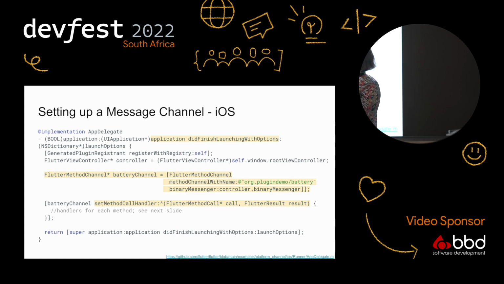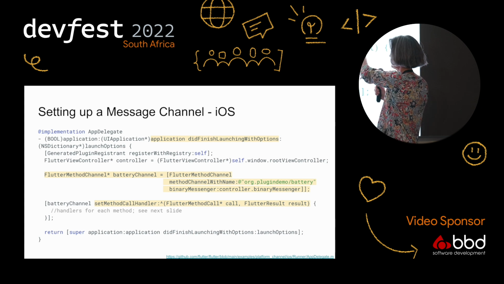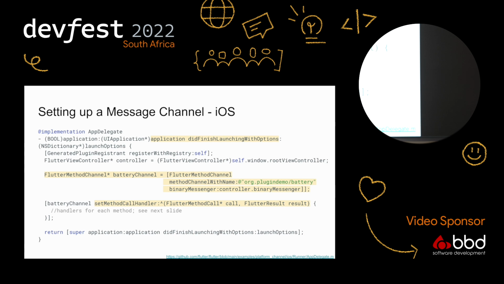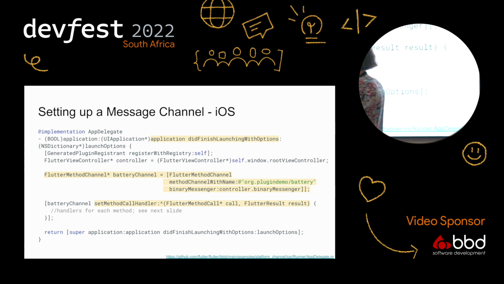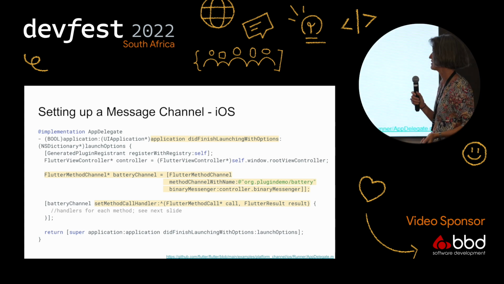We are putting this into the app delegate. Again, we are setting up a channel with the magic string. Hopefully it's the same again. And then we set up a method handler. Very similar, different syntax, but a similar concept as on the Android side. The method handler here was a bit too long, so it didn't fit on the slide. So let's go to the next one.